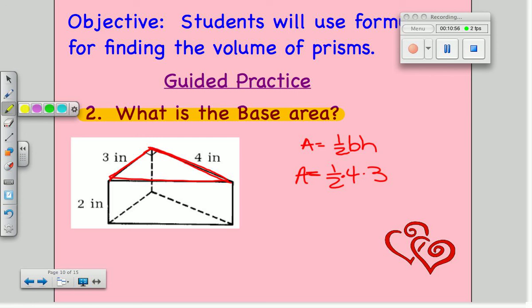Right? So how much is the area? 12. 4 times 3 is 12. Times half. 12 divided in half, what is it? 6. Inches. Square inches.